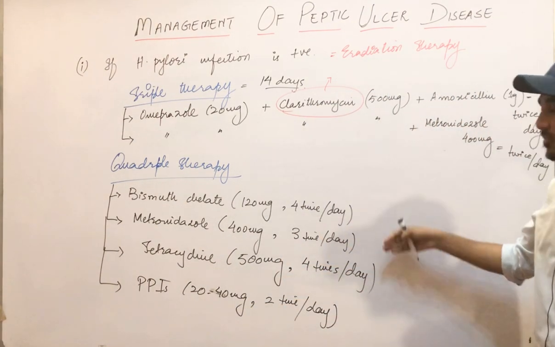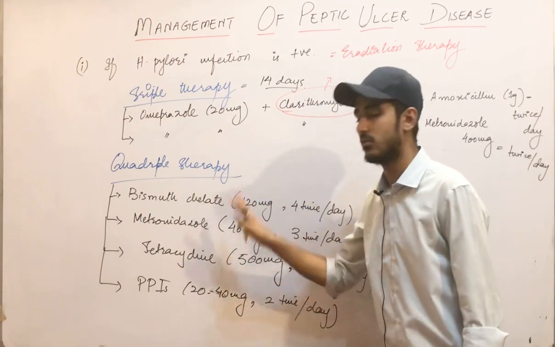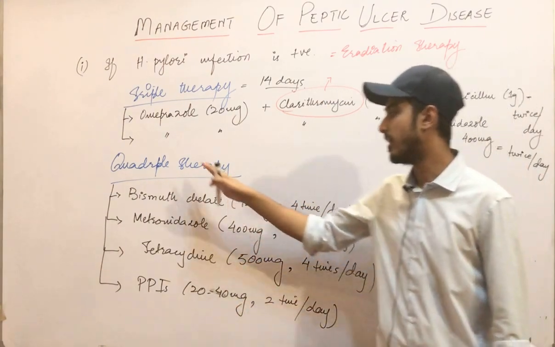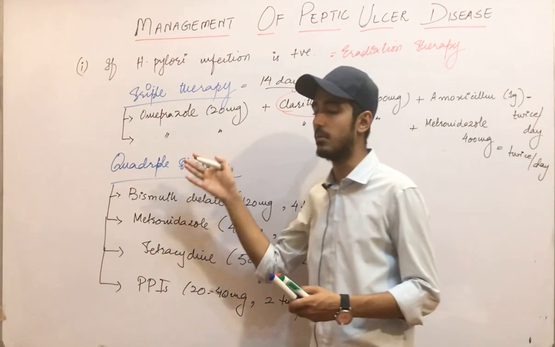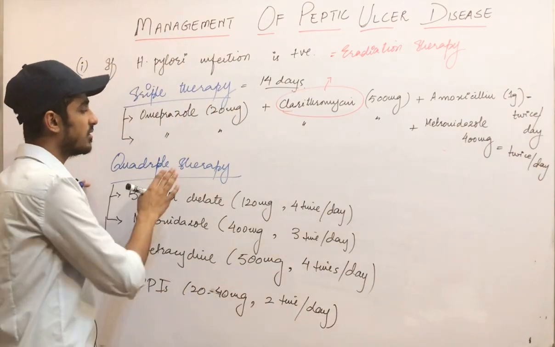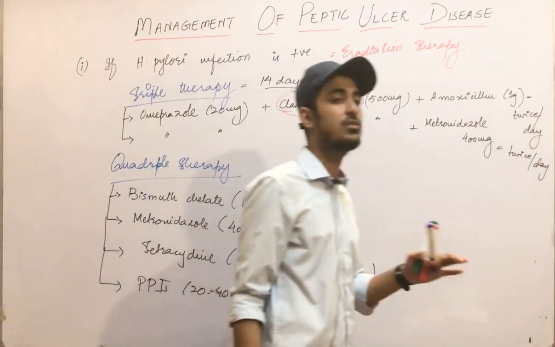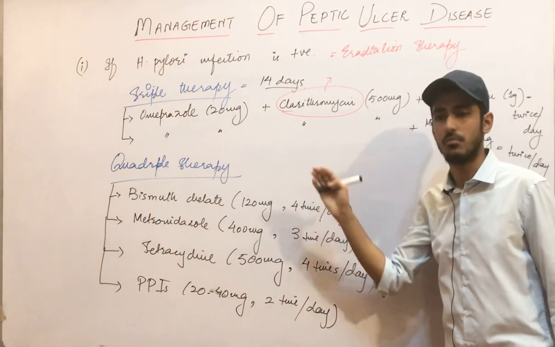How many times it is given is also very important to remember. The dosage of these drugs is very important to remember, and the drug names are also very important to remember, because in the medical management this is very important. So the quadruple therapy is given when the triple therapy fails, or the patient is not responding to or is resistant to the clarithromycin.